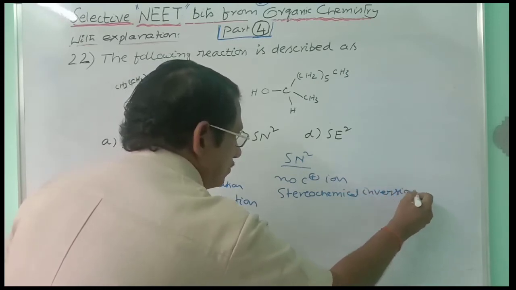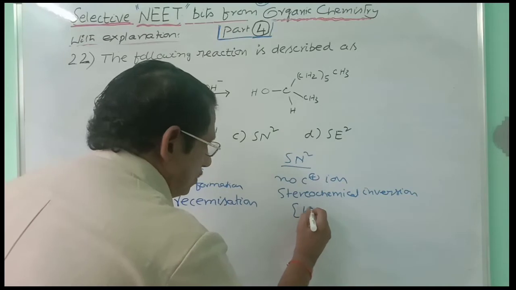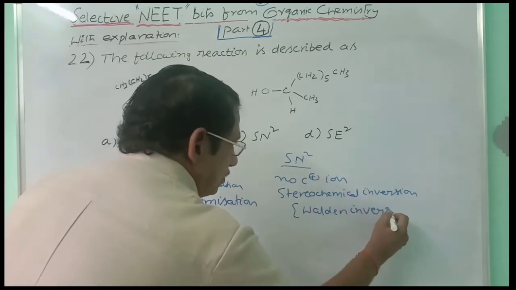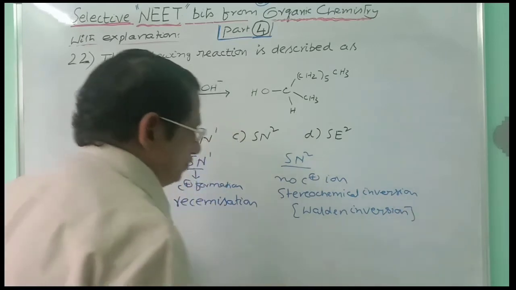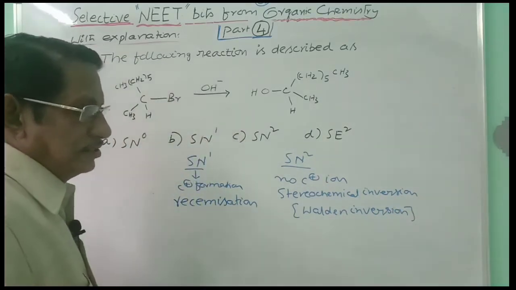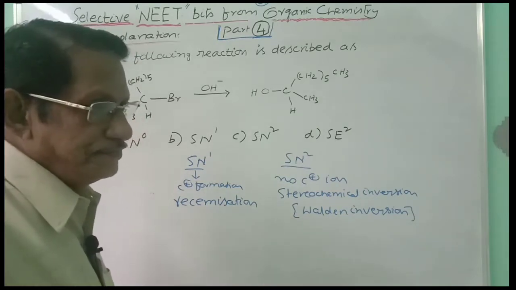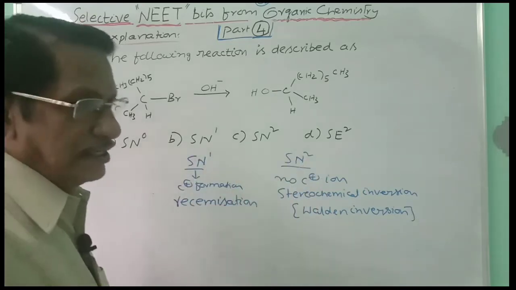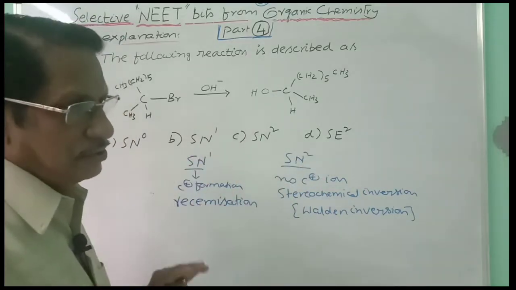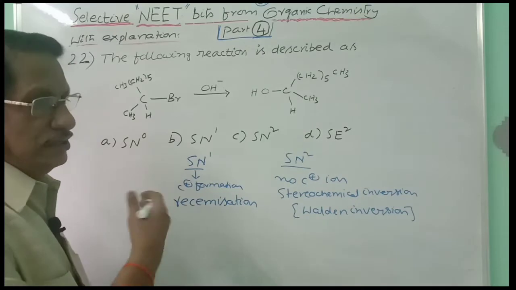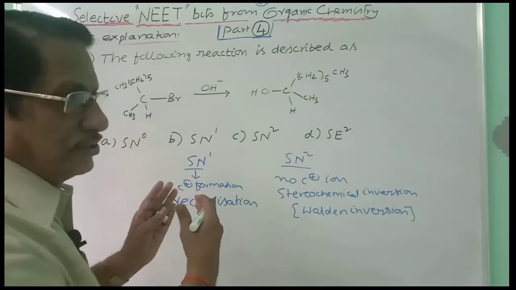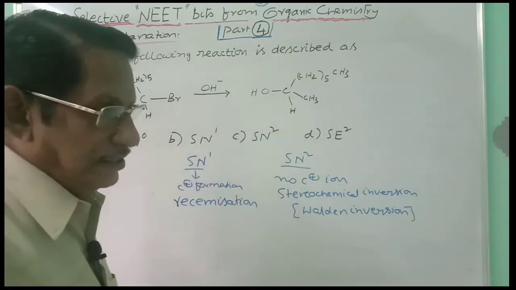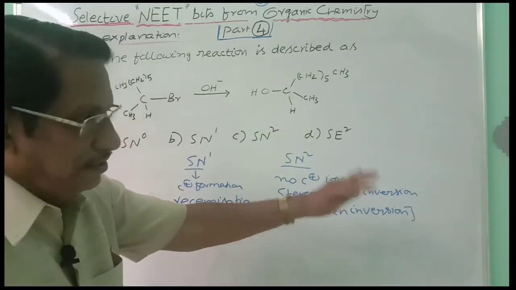Stereochemical inversion is also called Walden inversion. That means the stereochemistry is completely changed. Left-hand side groups will go to the right-hand side. Right-hand side groups will be completely inverted to left-side positions. Dextrorotatory will be converted into levorotatory. Levorotatory will be converted to dextrorotatory. That is what you call stereochemical inversion.